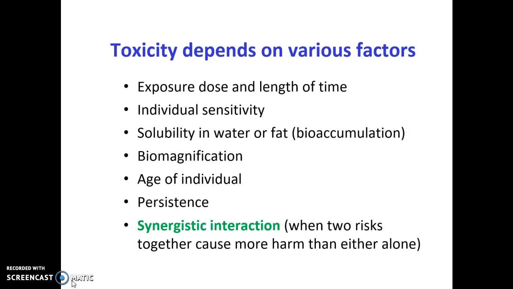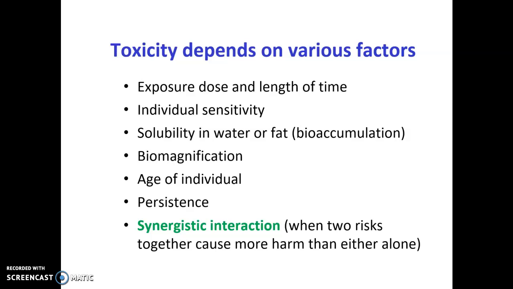A third factor is, the third and fourth factors go hand in hand: if something is soluble in water and if something is soluble in fat. So we know that sometimes if it's soluble in water or fat, the chemical will bioaccumulate within an individual and then biomagnify as you go up the food chain. So those two taken together, bioaccumulation and biomagnification, may make something more toxic. The age of the individual, I sort of addressed that when I was talking about individual sensitivity, but the age of an individual can make a difference. Persistence, which has to do, again, with that first item, length of time. If a chemical is more persistent, then it will be in the environment longer.